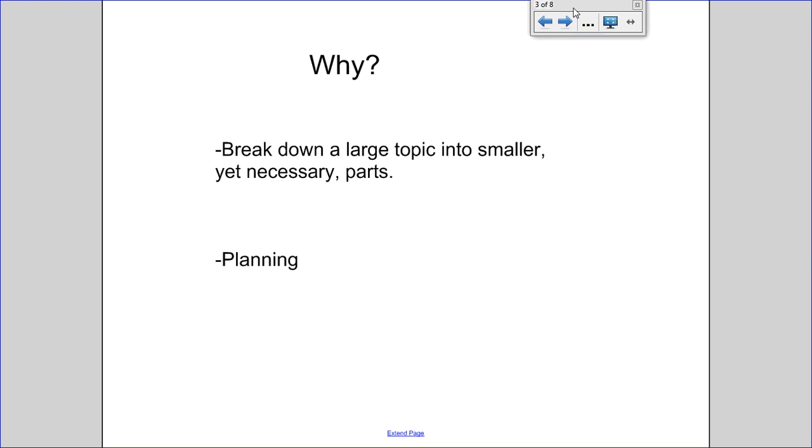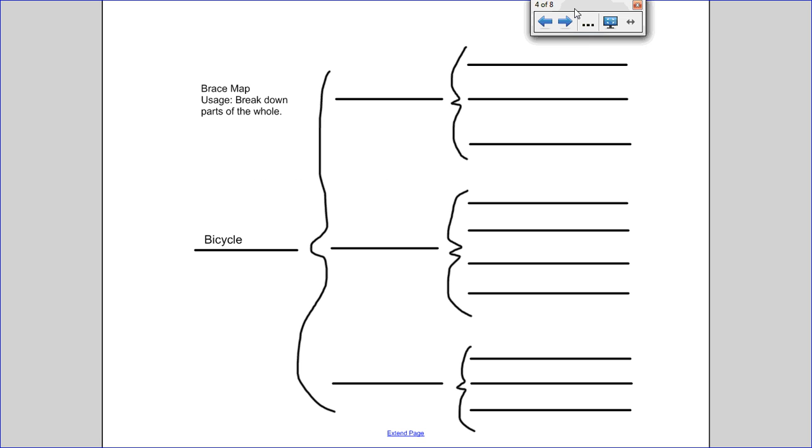So why do we use it? Well, just as I said, you have a big topic you want to understand in more detail. You want to understand the components, the parts. So you take a large topic and you break it down into smaller yet necessary parts. That "yet necessary" is a vital part of this process. And it's also good to be used for planning purposes, okay? Planning for papers or projects, things like that.